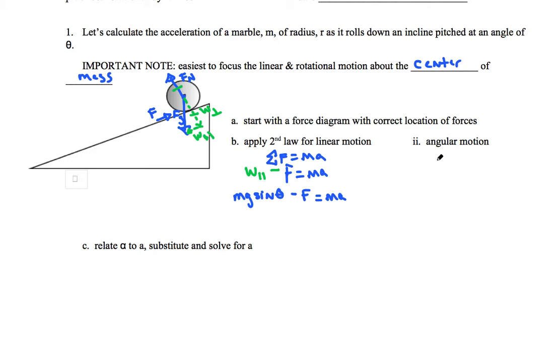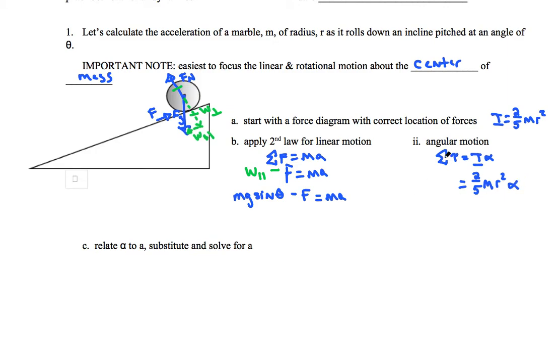Now, in terms of the angular motion, we have the sum of the torques equal to I alpha, where the moment of inertia for a sphere rolling down an inclined plane, or really any solid sphere, is 2/5 mr squared. So I can substitute that in for my moment of inertia. You can look at your notes from the other night on angular dynamics to look up the moment of inertia for a sphere, times alpha.